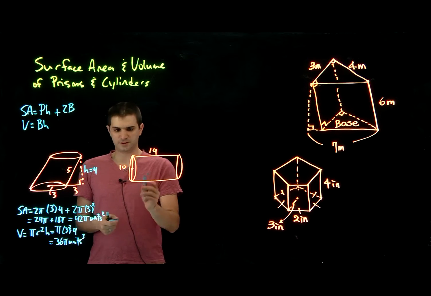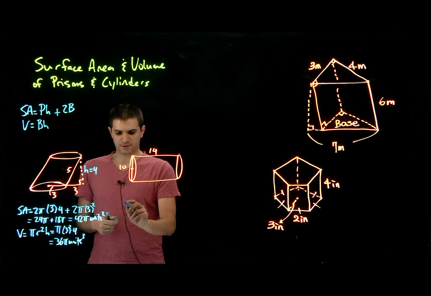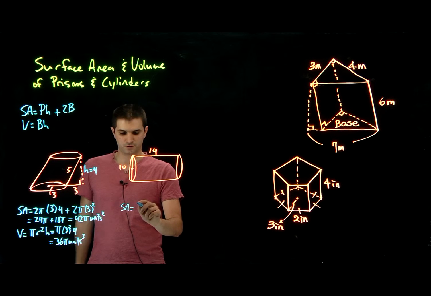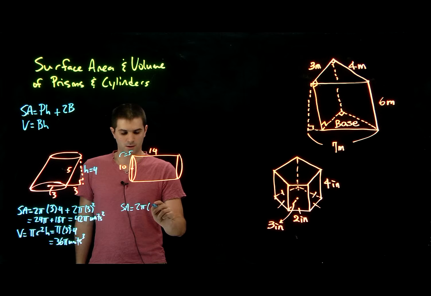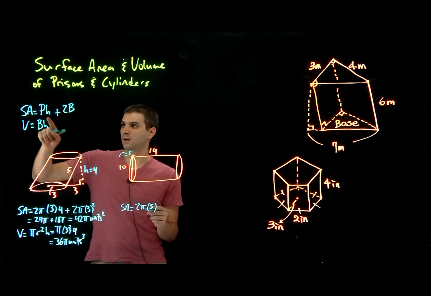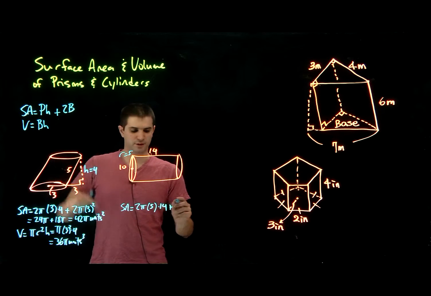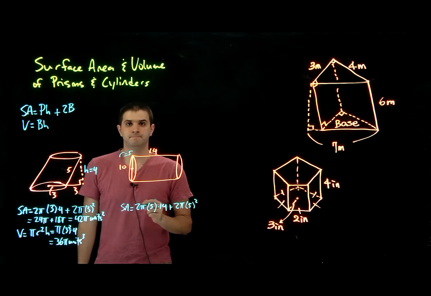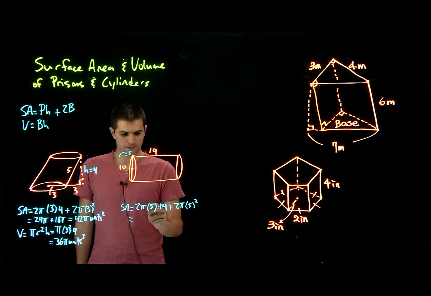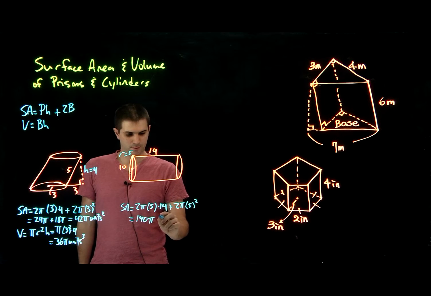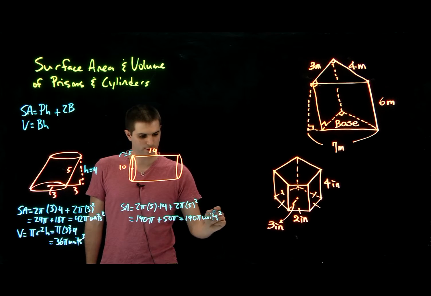Surface area again. This is just a normal cylinder, not an oblique cylinder, so we don't have to worry about finding the height or anything. But the surface area is going to be the same as here: 2 pi r, where r equals 5, times h, so 2 pi r is the circumference, h is going to be 14, plus 2 times the area of the base, so 2 pi r squared. So 5 times 14 is 70, and 70 times 2 is 140 pi, plus 50 pi, which equals 190 pi units squared.